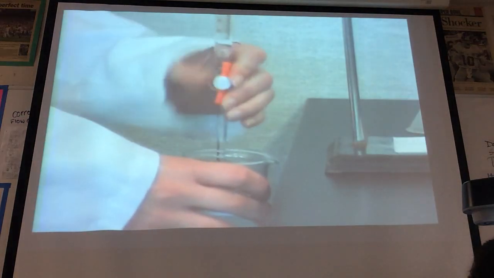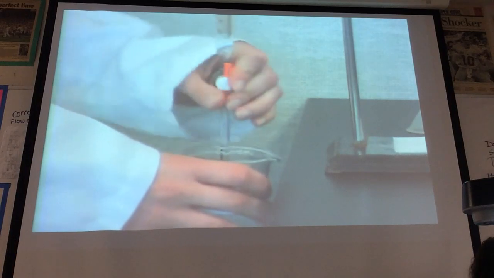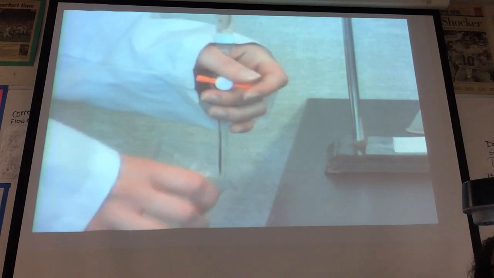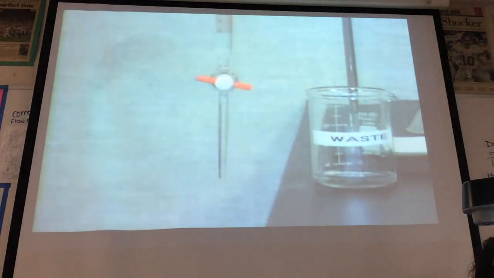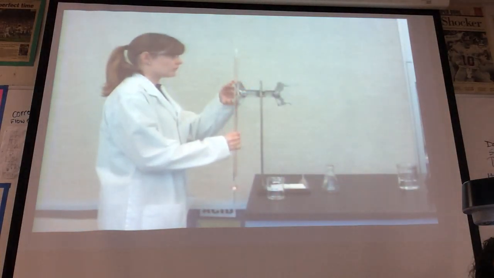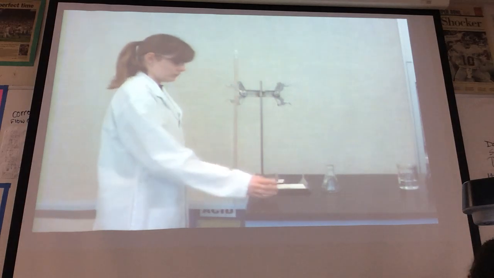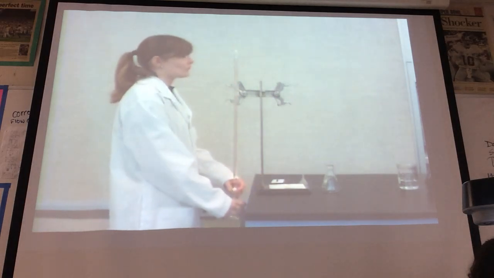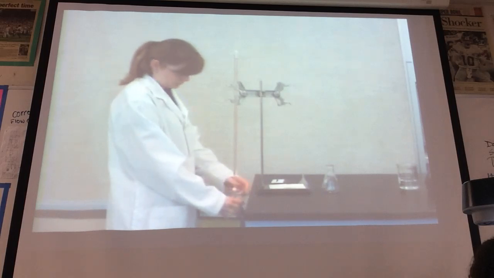To remove any bubbles, quickly move the stopcock back and forth. Bring the zero mark to eye level to avoid parallax, and drain slowly to the zero mark or below. Remove any hanging drops from the tip of the burette by touching it to a clean glass surface. Any drops are considered delivered volume.